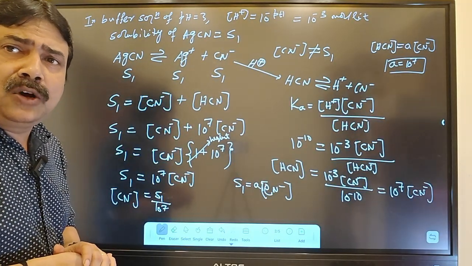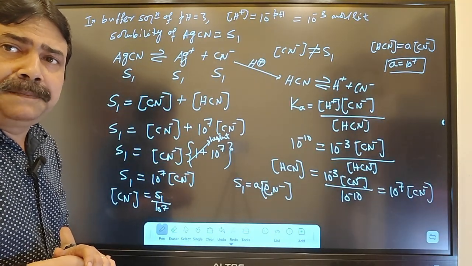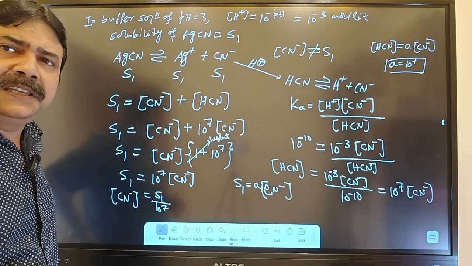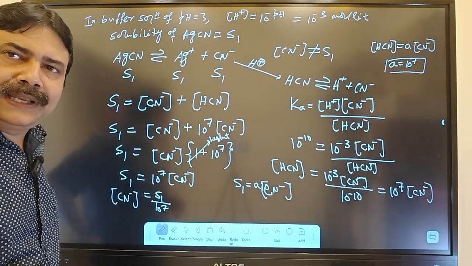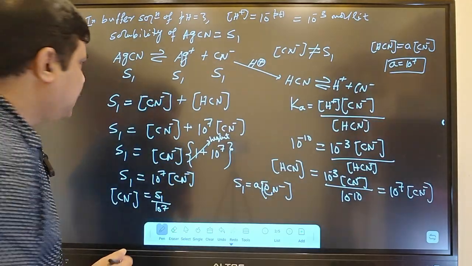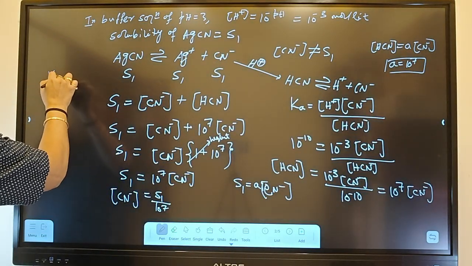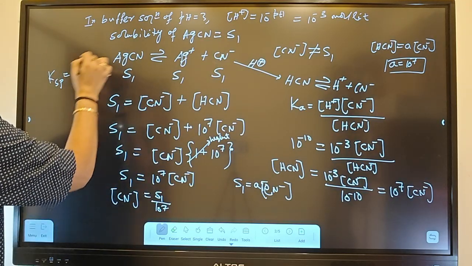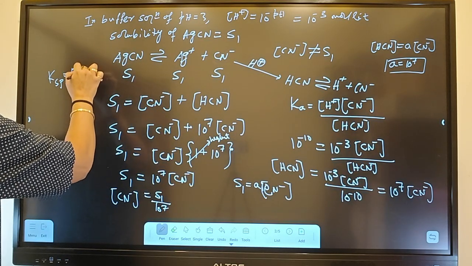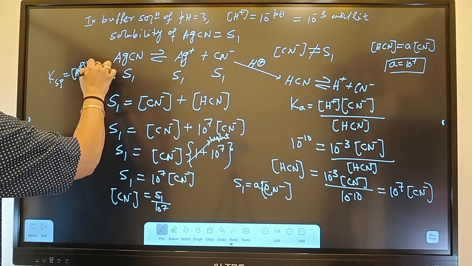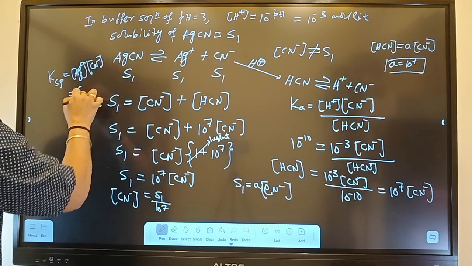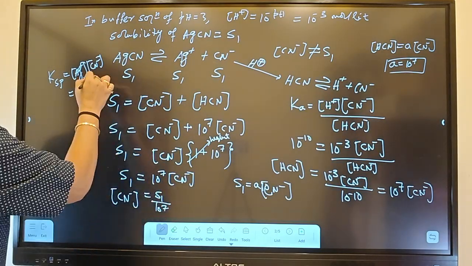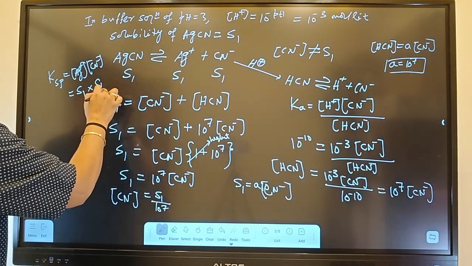So now look, Ksp is not going to change. Ksp we already found out, 10 power of minus 8 in pure water. That value will be there, whatever the buffer solution may be. Ksp is a constant, it's an equilibrium constant, it's not going to change. So then immediately Ksp of AgCN will be equal to silver ion concentration S1 into cyanide ion concentration. Instead of cyanide ion, what will I write? S1 by 10 power of 7.